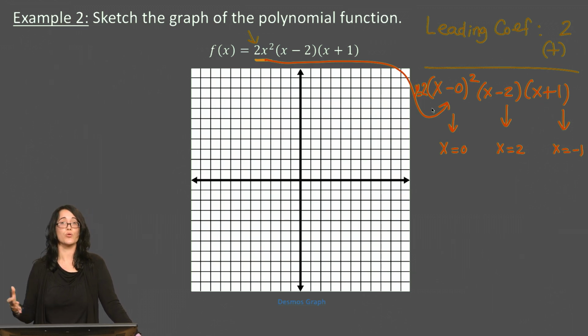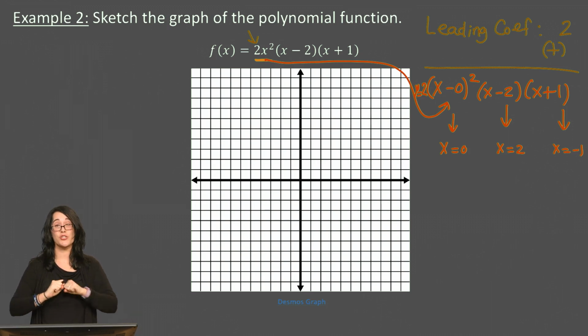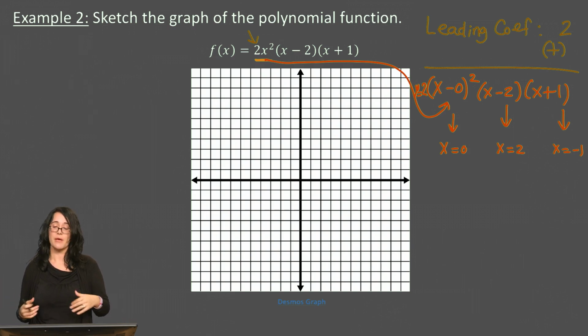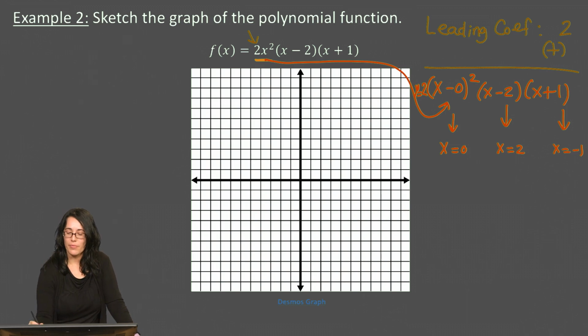If you're wondering what role the 2 plays, remember that it is stretching the graph at the ends, because it's multiplying all of your y values by 2. So it is stretching it out, but it's not going to change the x-intercepts. It'll change the y values, but not the x-intercepts. So what does that mean for us? Well, we would know that at 0, we have an x-intercept, at 2, we have an x-intercept, and at -1.